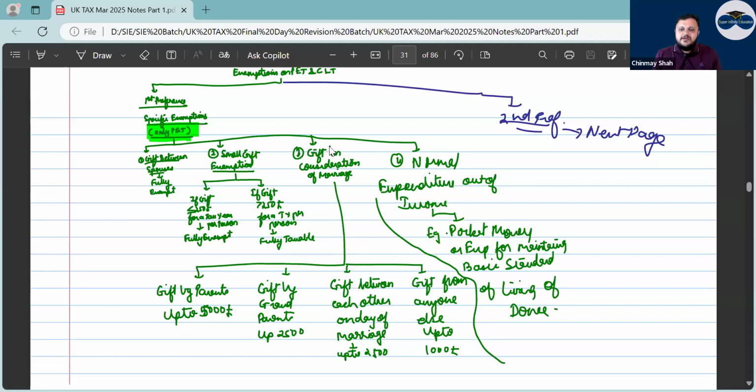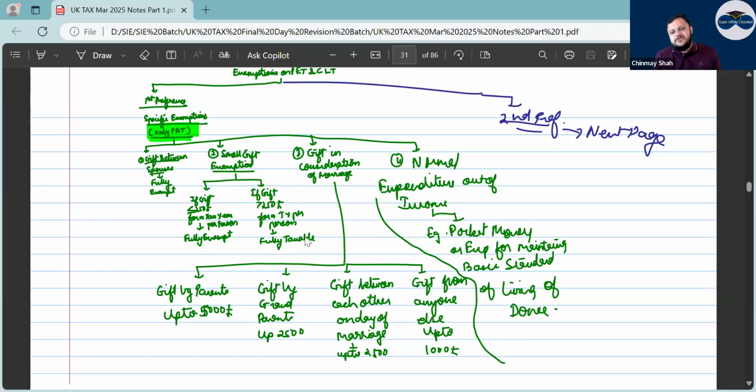Keep that in mind, right? Gift by parent up to 5,000 is exempt. Gift by grandparent, your grandparent giving it to your grandchild, correct? Up to 2,500 is fully exempt. Above 2,500, whatever it is, it will be taxable.